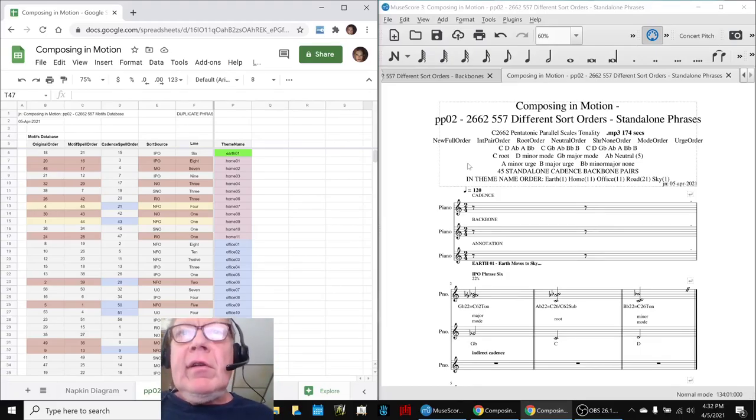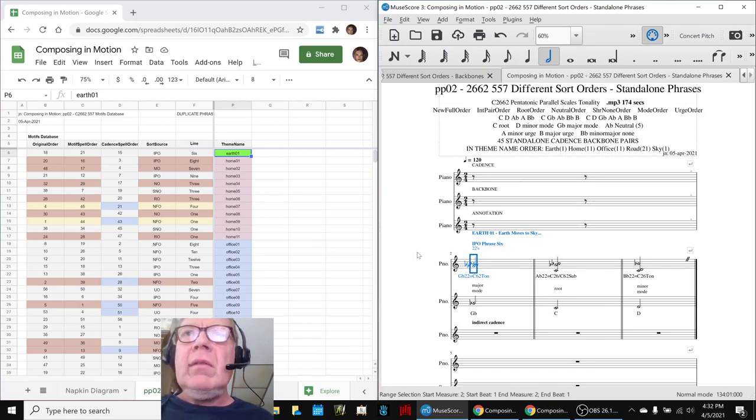This will be a lot easier to see if we show it this way. On the left-hand side, we show that IP06 phrase is now the very first phrase in our series labeled Earth 1, Earth Moves to Sky, which sounds like this.